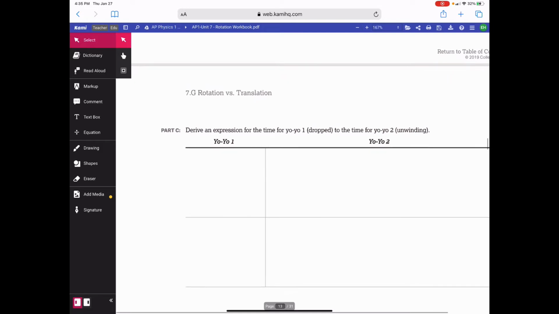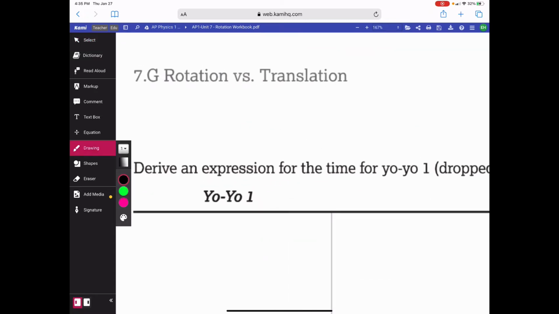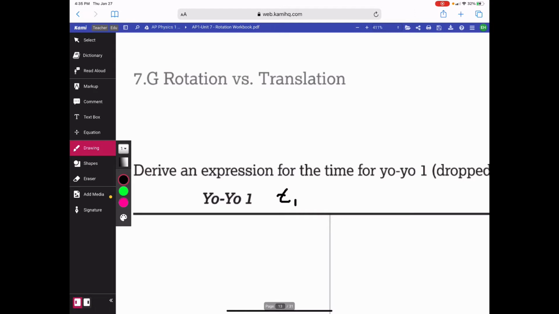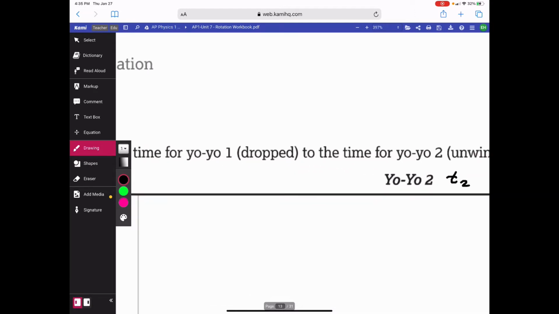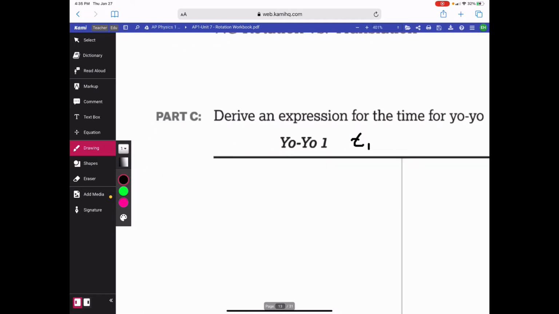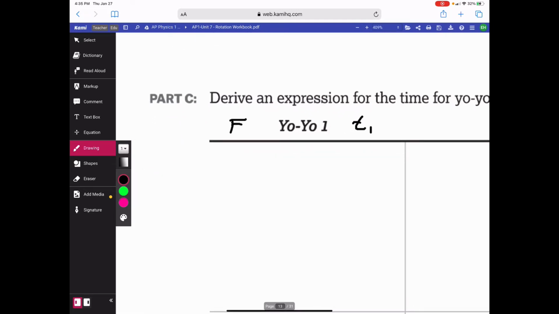Part C, derive an expression for the time for yo-yo 1, the dropped yo-yo, and the time for yo-yo 2, the unwinding yo-yo. I'm going to refer to these as time 1 and time 2. Let's find time 1 first. This is a free fall acceleration concept, so we can start with a constant acceleration equation. Remember, free fall acceleration is constant acceleration.